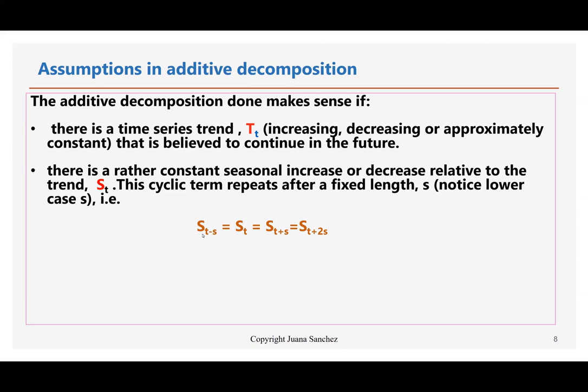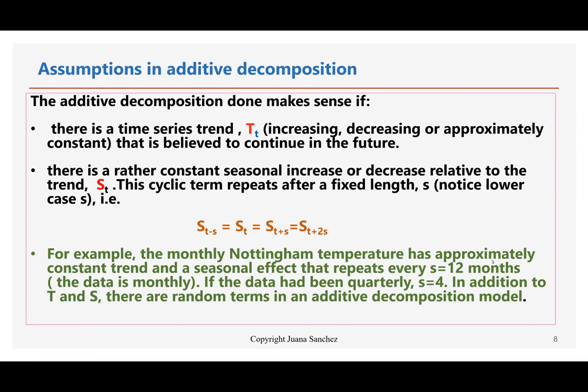And the assumption is that there is some periodicity, right? For example, s, the seasonal effect at a particular time t, is the same as the seasonal effect at t plus s, t plus 2s, in any multiple of s. So for example, the monthly Nottingham temperature has approximately constant trend and a seasonal effect that repeats every 12 months. If the data had been quarterly, we would have used s equal 4. And in addition, there is the random term.